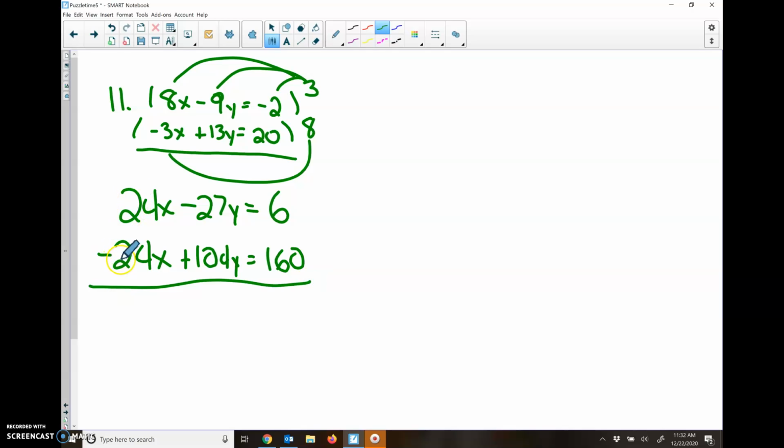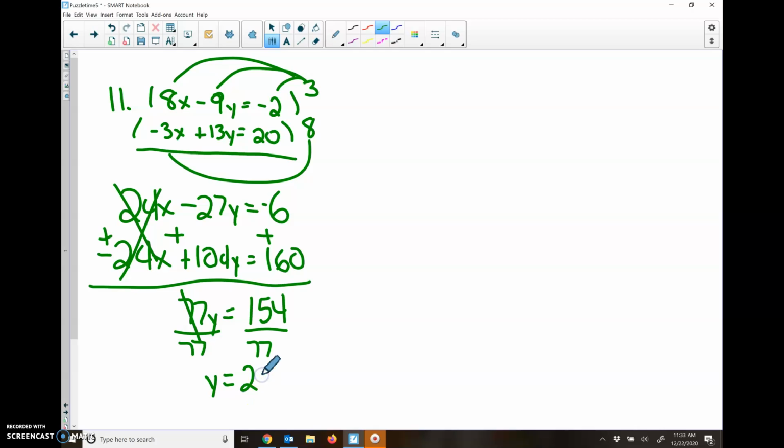So again, I have a 24 and a negative 24. So I'm going to add. So 24 and negative 24 eliminate. Negative 27 and 104 give me 77. And negative 6 and 160 give me 154. Divide both of those by 77. And we figure out all those big numbers and we get y equals 2.